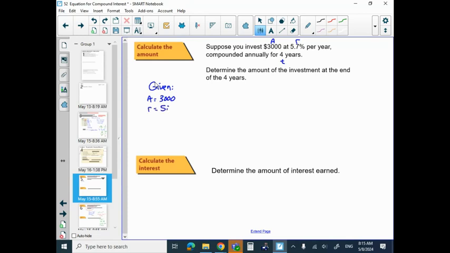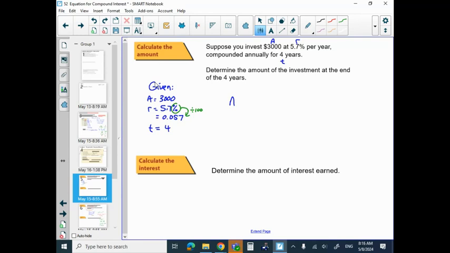So we have the 5.7%. Don't forget to write that as 0.057. And of course, what we're doing there is we're dividing by 100, which is literally what percent means. Per means divide, and cent means 100. And T equals 4, right?